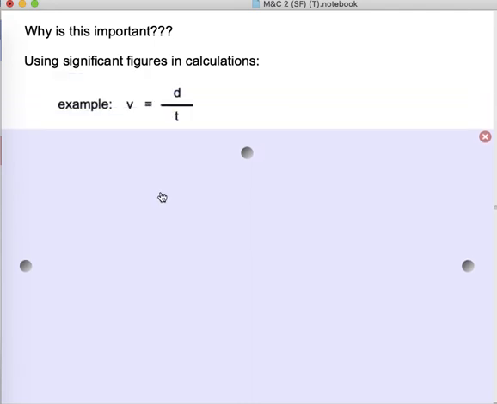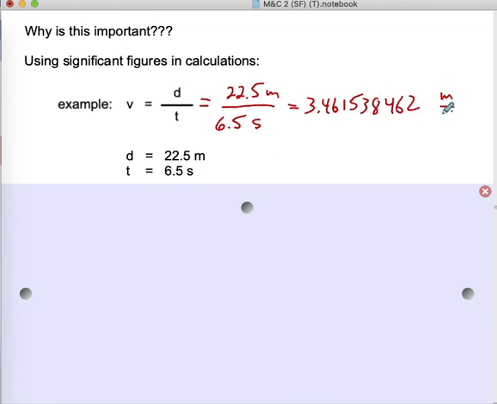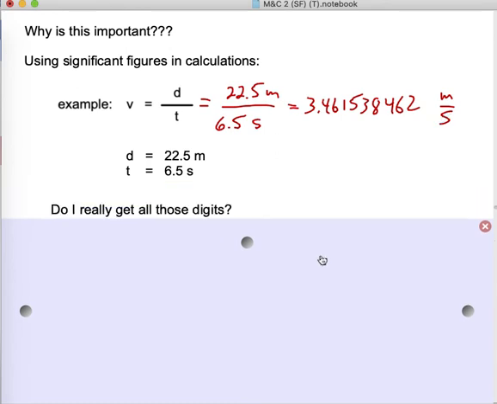Suppose I want to measure the velocity of an object by measuring the distance it travels and the time that it takes. And let's say that the distance is 22.5 meters and the time is 6.5 seconds. Okay? So I'll plug in 22.5 meters over 6.5 seconds, perform the calculation, and I get 3.461538462 meters per second.